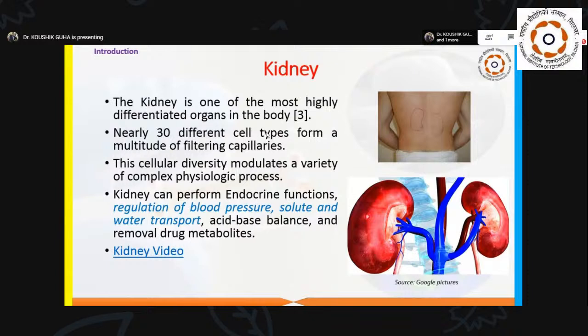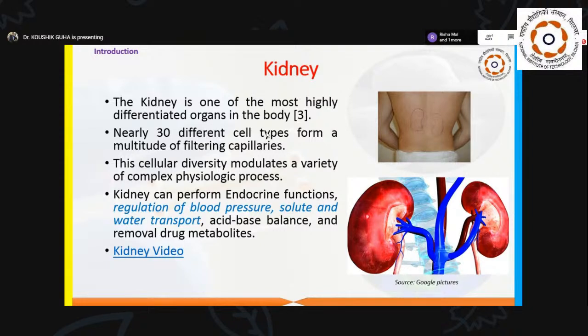Now we can see the kidney is one of the most highly differentiated organs in the body. Nearly 30 different cell types form a multitude of filtering capillaries. The kidney can perform the endocrine function. I mean to say it can also maintain a proper balance of hormone secretion, because our body parts and cells require hormones. If the hormones are not at the proper level, not excreted and not absorbed at the proper time, so many malfunctions will come in the form of diseases. So hormone balance and secretion is also an important function of the kidney.